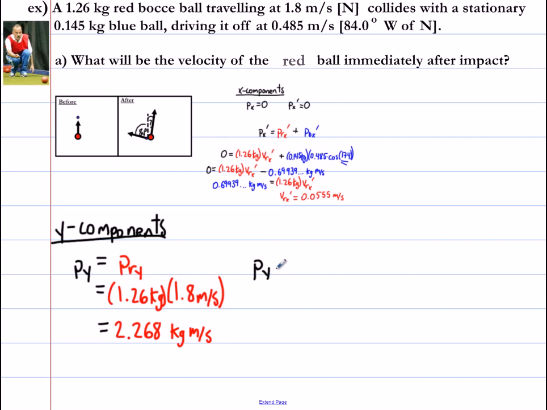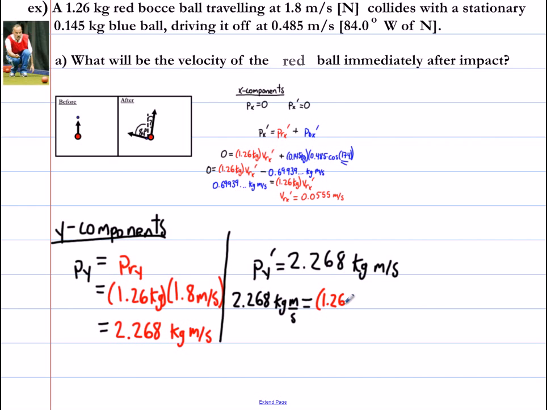Because it's conserved along this direction, it's going to be the same after the collision. So 2.268. Now it's just going to be split up between the red and the blue ball. So 2.268 kilogram meter per second, same after as it was before because it's conserved. And the momentum of the red ball after the collision, the mass doesn't change. We want to find out the speed of the red ball in the y direction after the collision. So that's that variable.